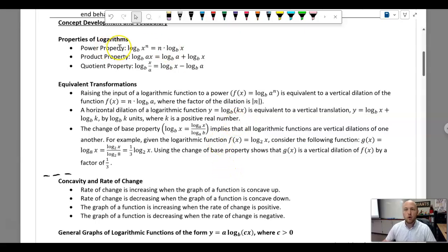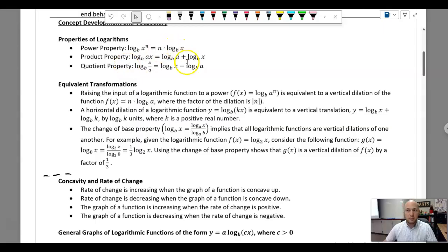One, we have the power property. Just know that if you have a power in your argument, you can move it out in front as a coefficient and multiply times that, as well as vice versa. If you want to take a coefficient, you can move it up into the argument.